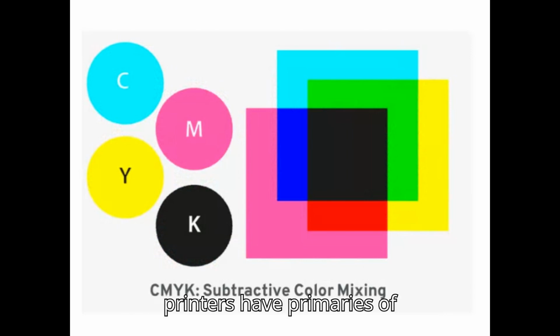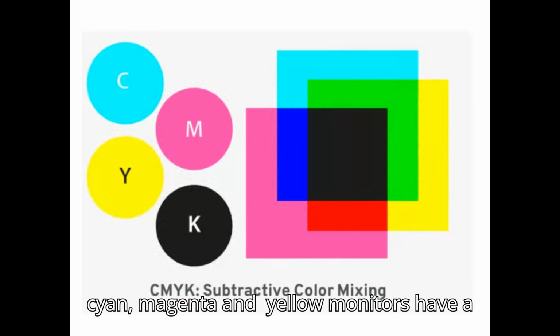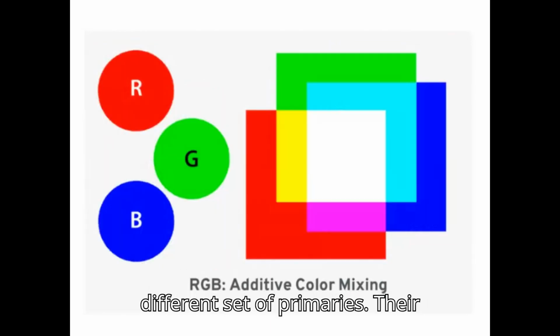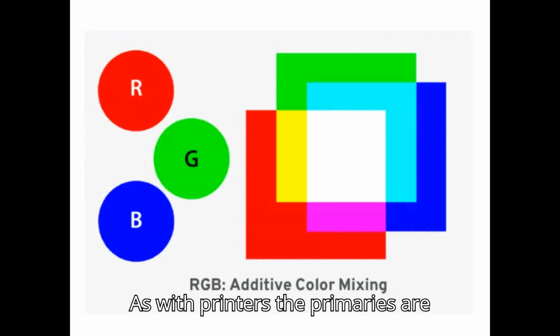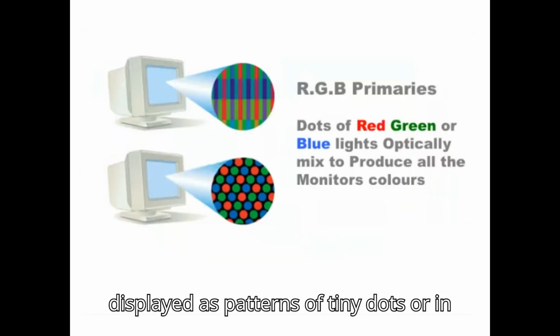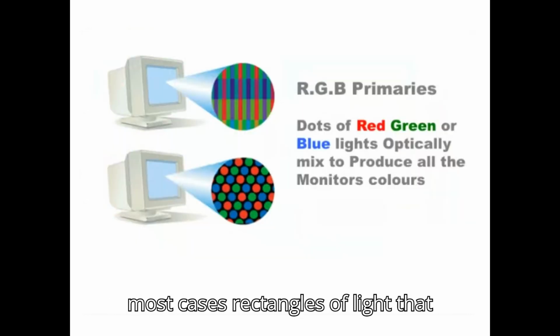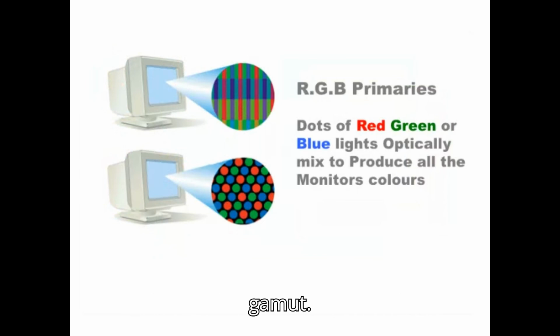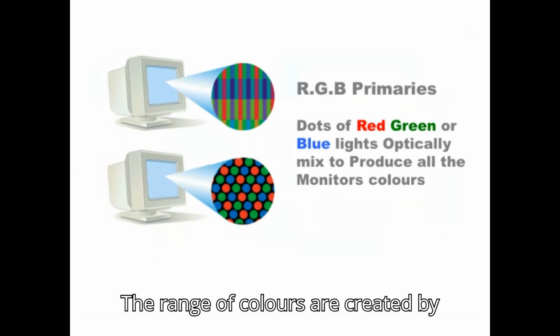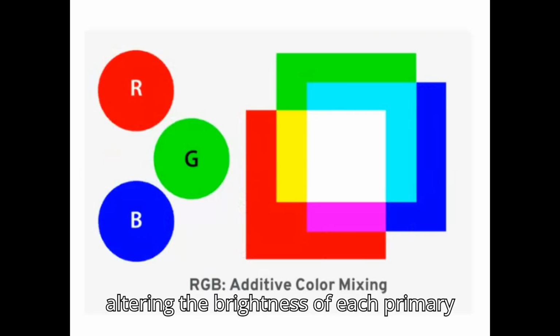Whilst printers have primaries of cyan, magenta and yellow, monitors have a different set of primaries. Their primaries are red, green and blue. As with printers, the primaries are displayed as patterns of tiny dots, or in most cases rectangles of light, that optically mix to create the monitor's gamut. The range of colours are created by altering the brightness of each primary.